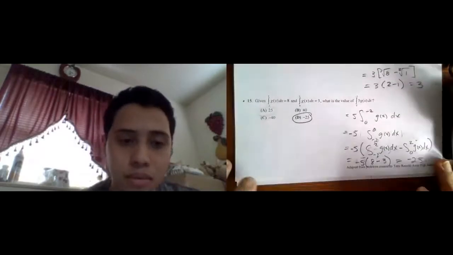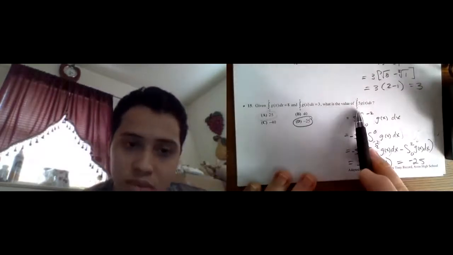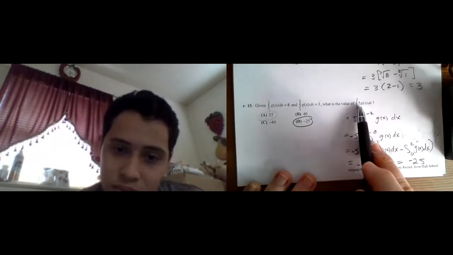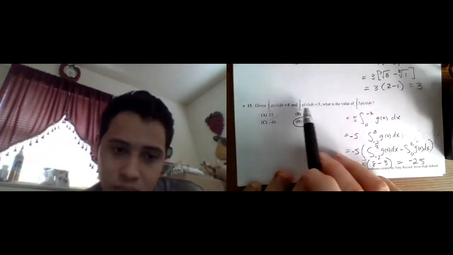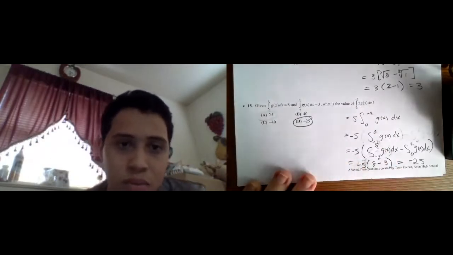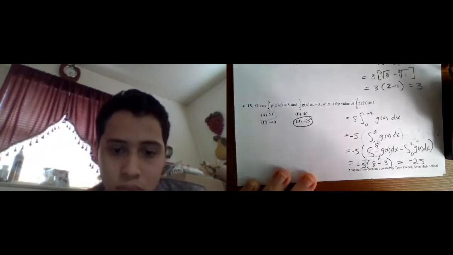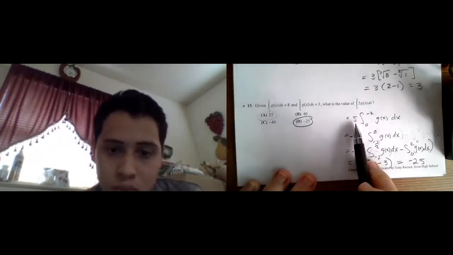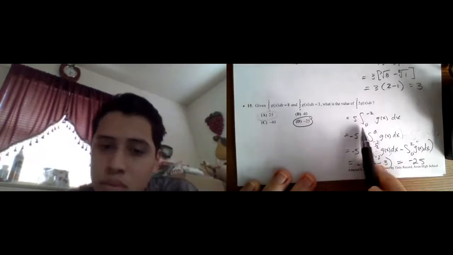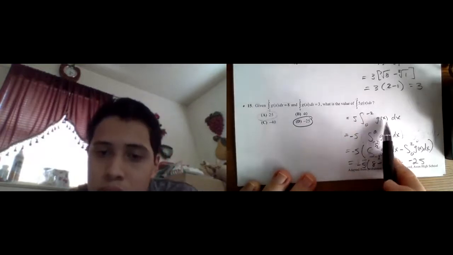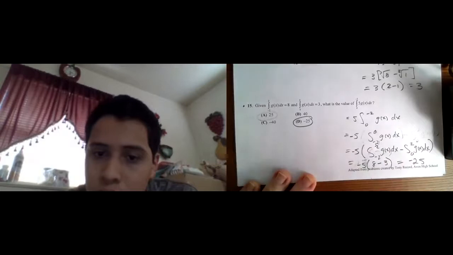15, let's see here. They want the value of the integral from 0 to -2 of 5 times g of x, given some information about g of x. Well, I'm going to do one thing first: I can just factor out the 5, right? So what we really need to know is the integral from 0 to -2 of g of x dx, and then we just multiply that by 5 and have our answer.